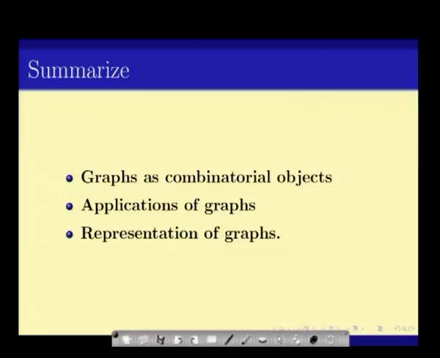To summarize, we looked at graphs as combinatorial objects, we looked at applications of graphs, and then we looked at how a graph can be represented. In short, we have convinced ourselves that graphs are very important objects to study. From the next lecture, we will be looking at graph algorithms in more detail.